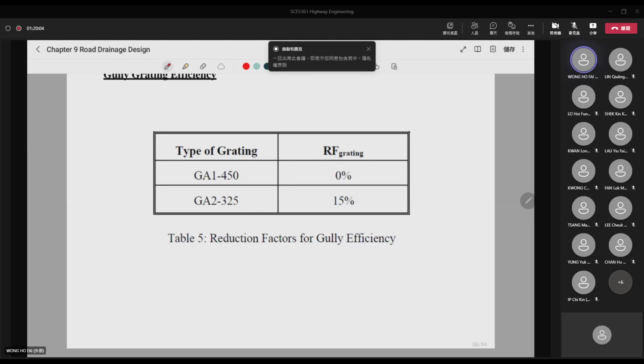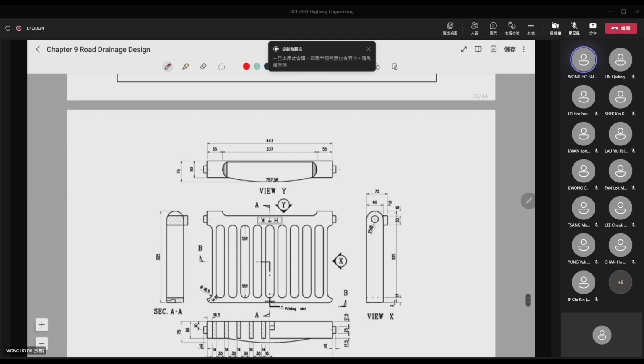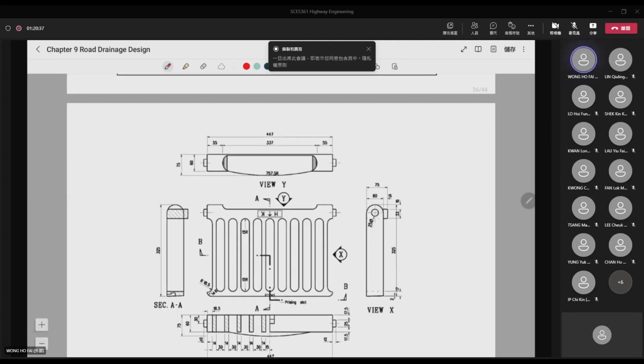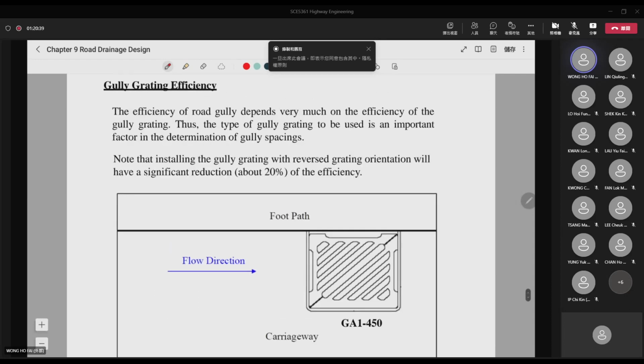So actually, you should reduce by 50% if you use TA2325, while you do not need to reduce anything because the reduction factor is equal to 0 for TA1450. So there is no reduction factor for the type 1 grating, while for the type 2, there is some 50% of the reduction. So that means this one is less effective, while this one is more effective. Okay?